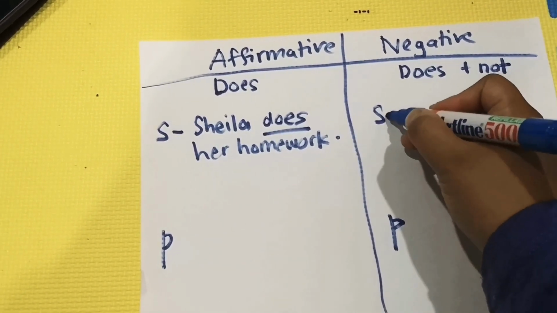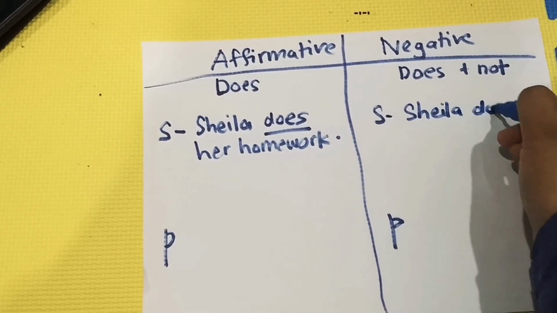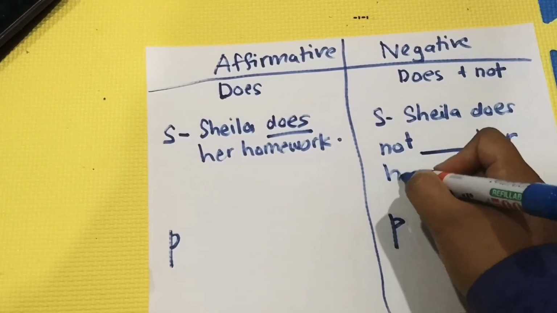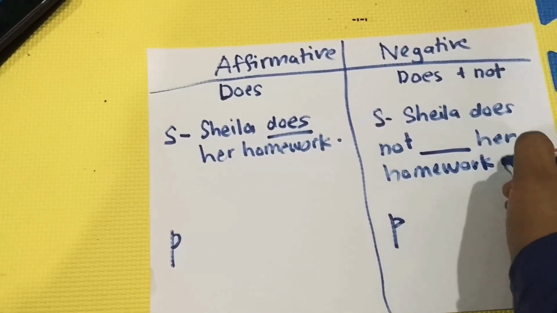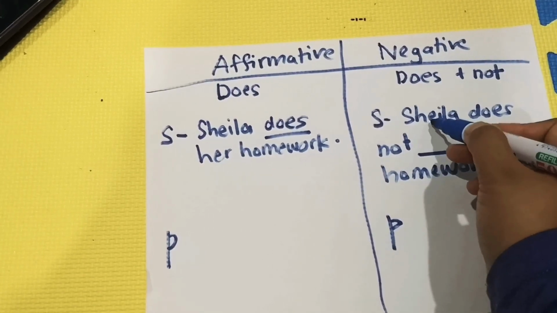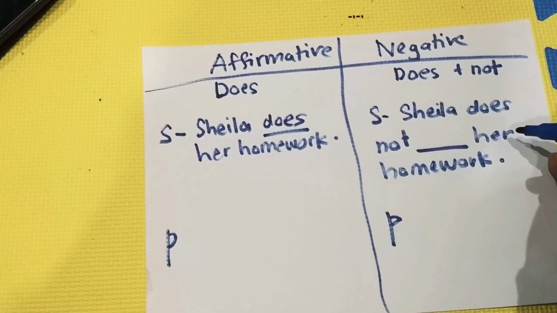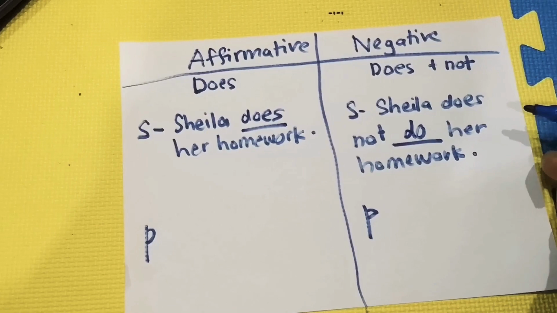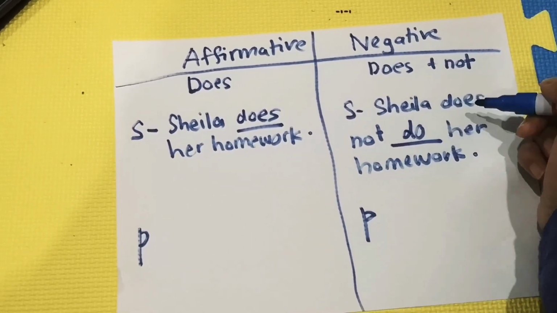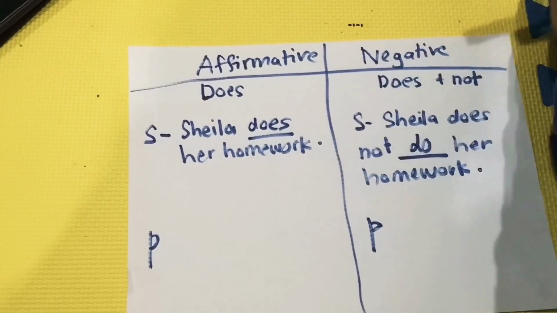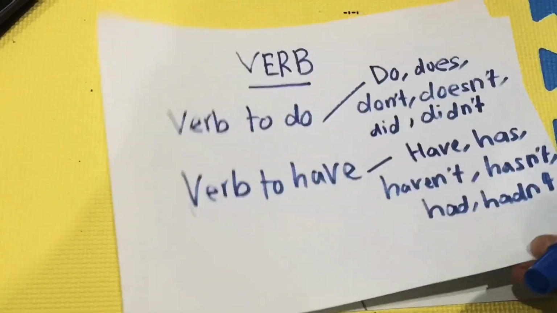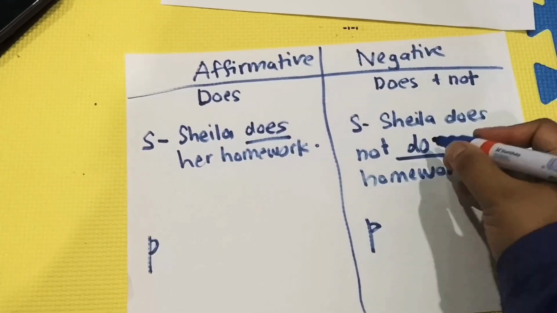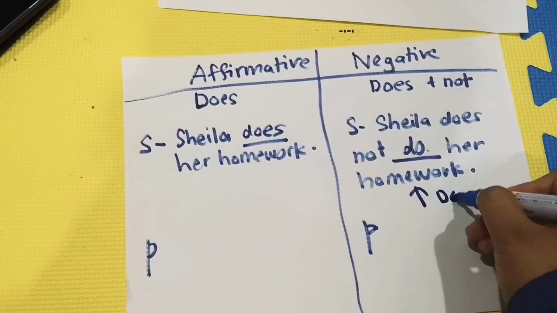So Sheila does not do her homework. The verb here is do. So how do you know what to put here? Because this is singular. So do you put does in the blank, or what do you put? The answer is do. Why do we put do instead of does? It's because anytime you see a verb to do, the verb that comes after it will become a root word. So do here is a root word.